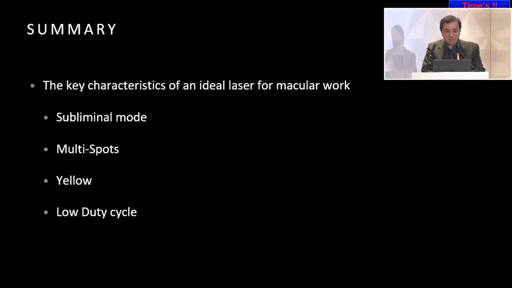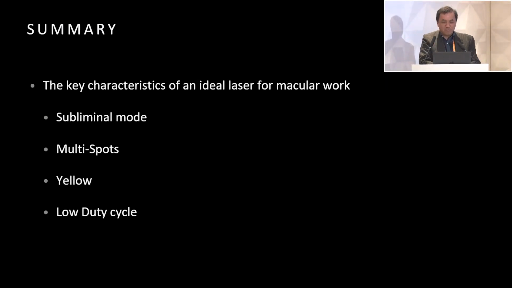So in summary, the key characteristics of an ideal laser for macular work should be that it has the capacity to work under the subliminal or micropulse mode, the capacity for patterns with multi-spots, the yellow wavelength, and the ability to have a low duty cycle.